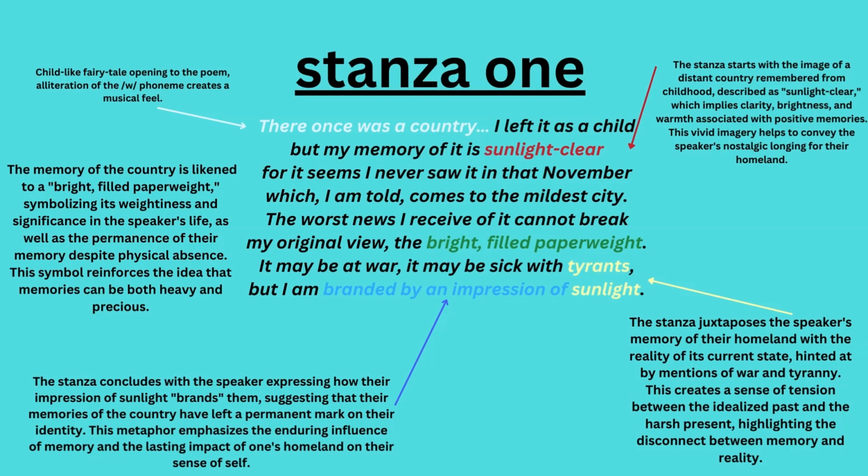Sunlight, clear. The stanza starts with the image of a distant country remembered from childhood, described as sunlight clear, which implies clarity, brightness, and warmth associated with positive memories. This vivid imagery helps to convey the speaker's nostalgic longing for their homeland.